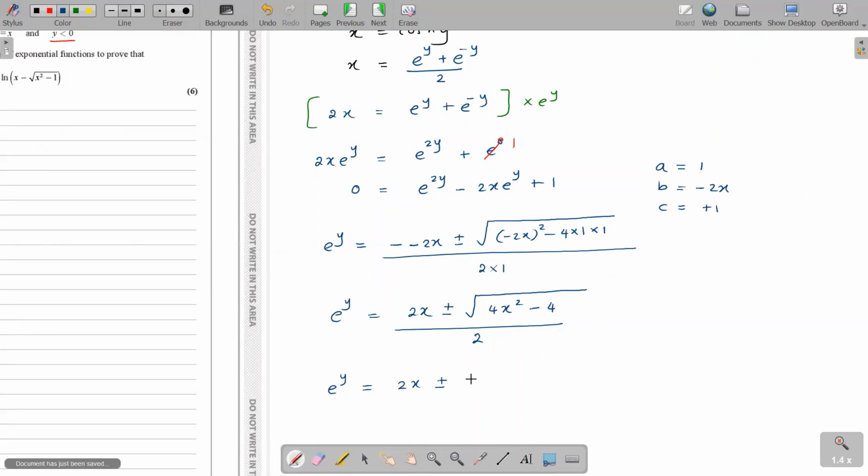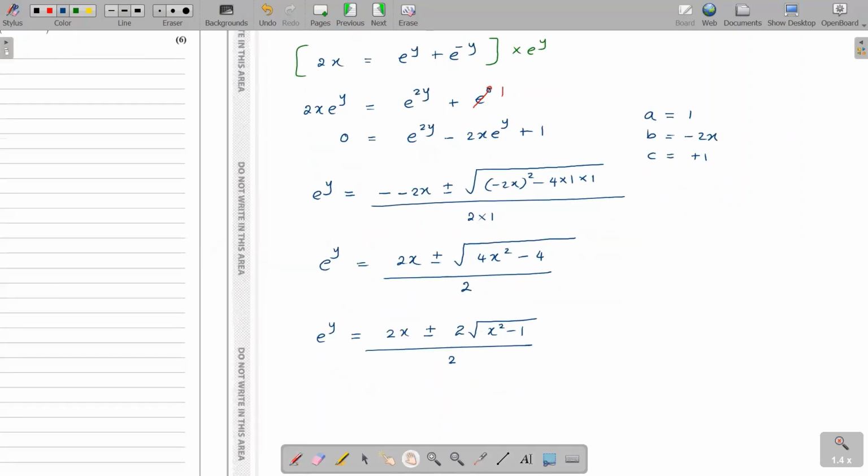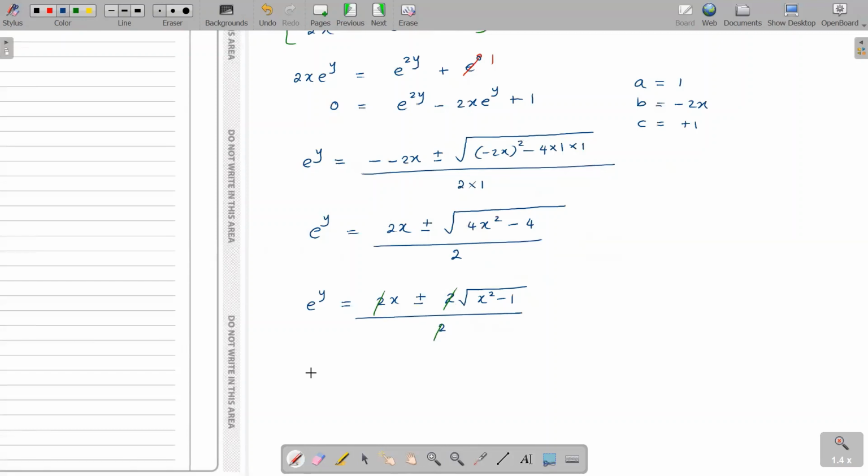You can bring it out of the root as a 2, and inside the root you get x² minus 1, divided by 2. 2 is common to everyone. You can take a 2 out and cancel. So 2 cancels and you get e to the power y equals x plus or minus root x² minus 1.